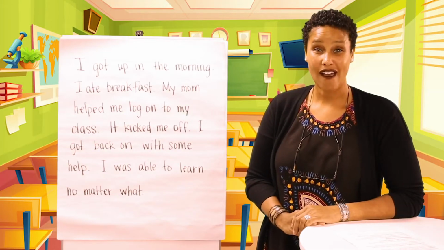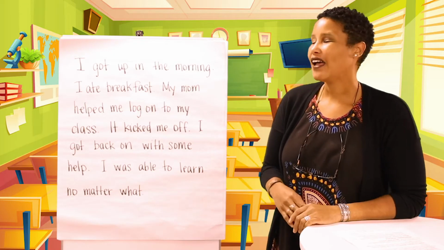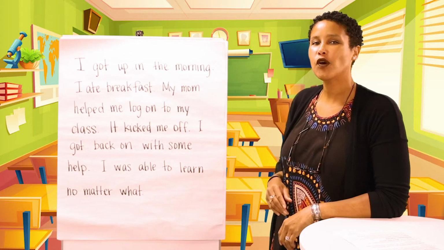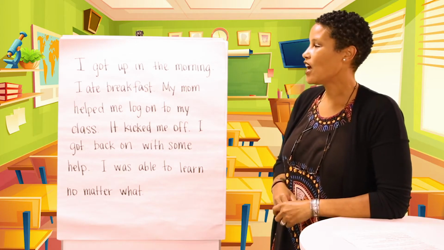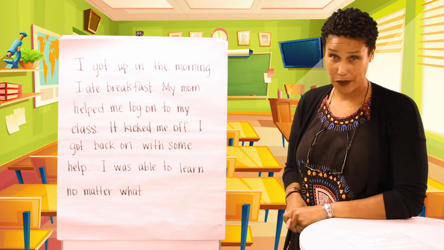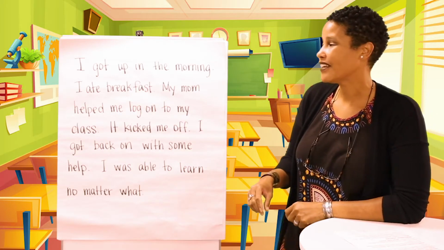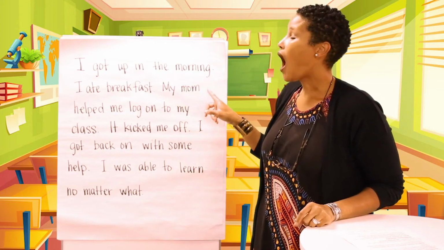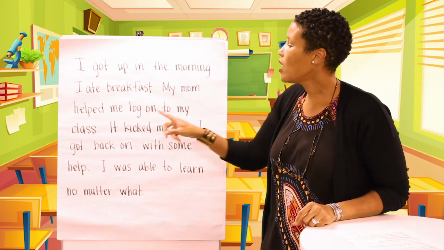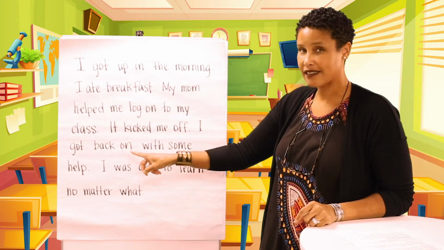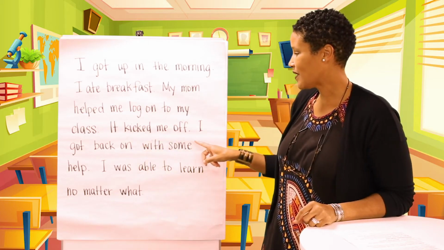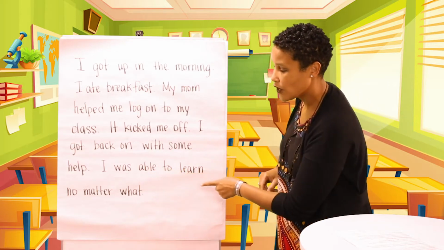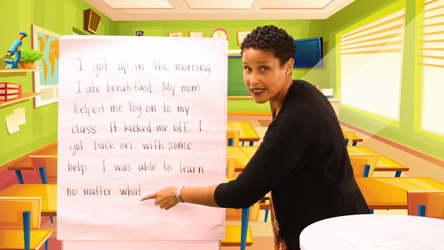Okay, let's go ahead and start trying this out. I have a group of sentences here. What we're going to do is read through it together, and then we're going to go back and add some transition words. Now, for the younger grades, I'd love it if you were to read with me. Are you ready to read together? All together, it says, I got up in the morning, I ate breakfast, my mom helped me log on to my class. It kicked me off. I got back on with some help. I was able to learn no matter what.